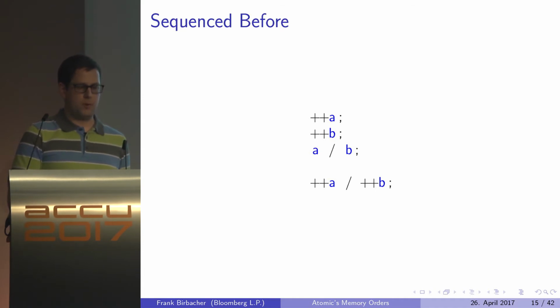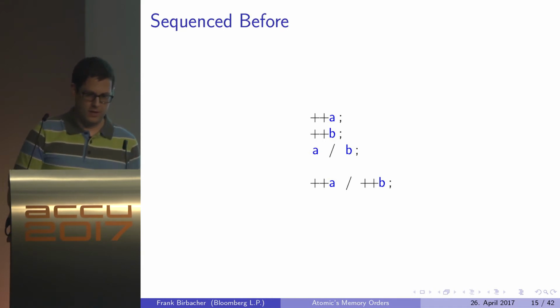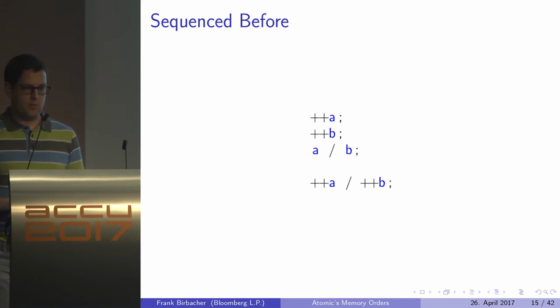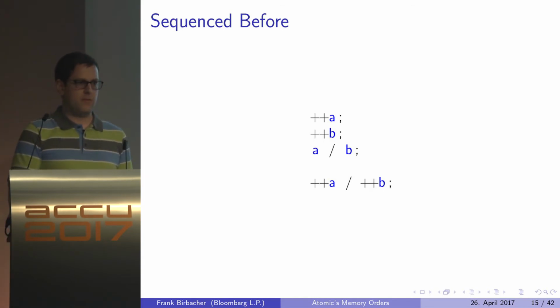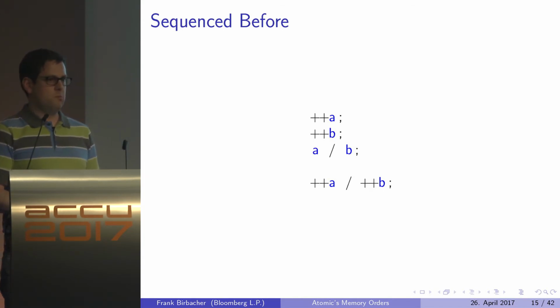So the upper bit should complete incrementing of A before trying to increment B, and have that done before computing A divided by B and do something with the result, return or whatever. Whereas the combined statement will not have this restriction, so A and B have no ordering, they are not sequenced before each other. But how does it help us? What does sequenced before mean?